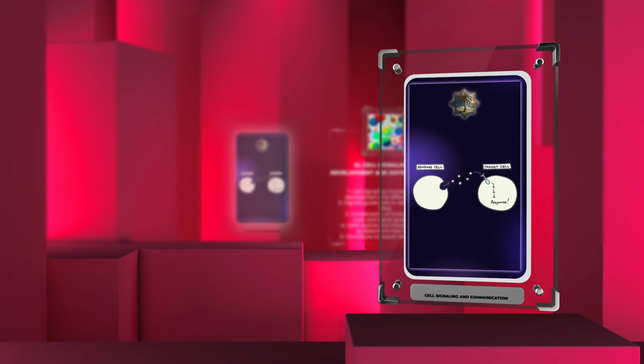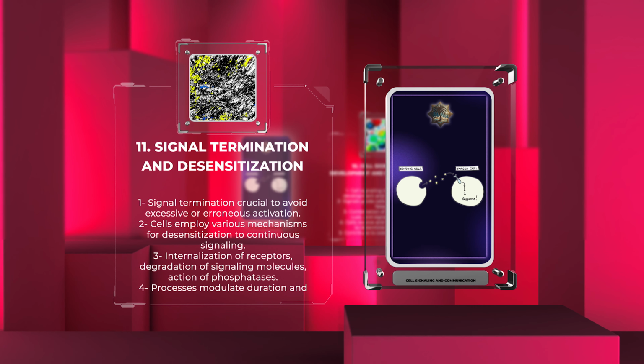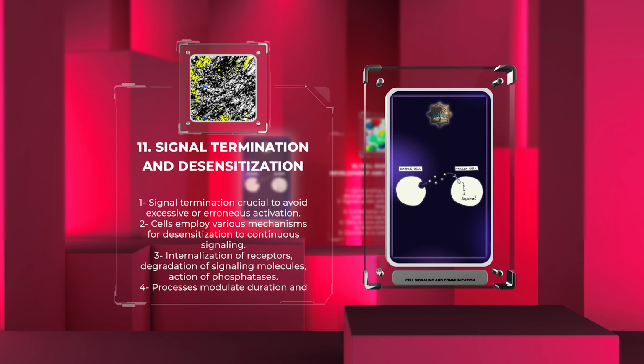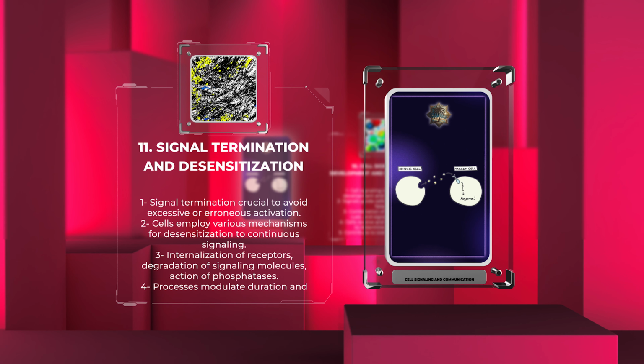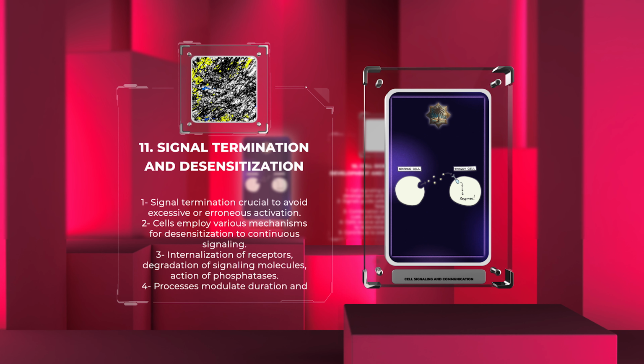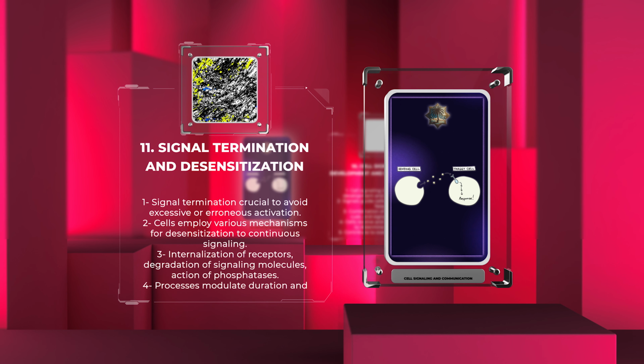Once a signal has been received and the desired cellular response has been initiated, it is crucial for the signal to be terminated to avoid excessive or erroneous activation. Cells employ various mechanisms to desensitize themselves to continuous signaling, such as internalization of receptors, degradation of signaling molecules, or the action of phosphatases. These processes allow cells to efficiently modulate the duration and intensity of signaling, ensuring precise control and avoiding detrimental effects.